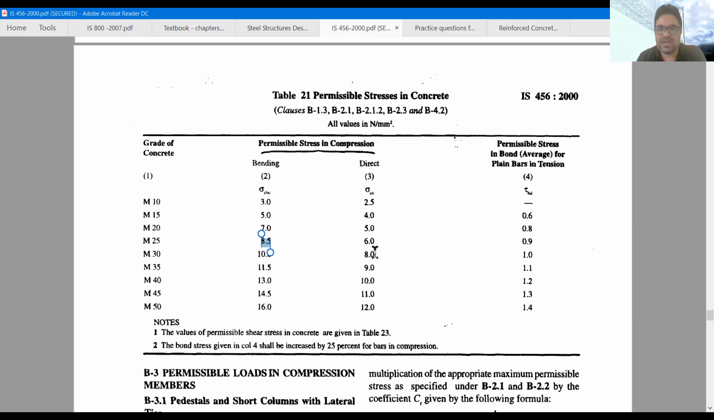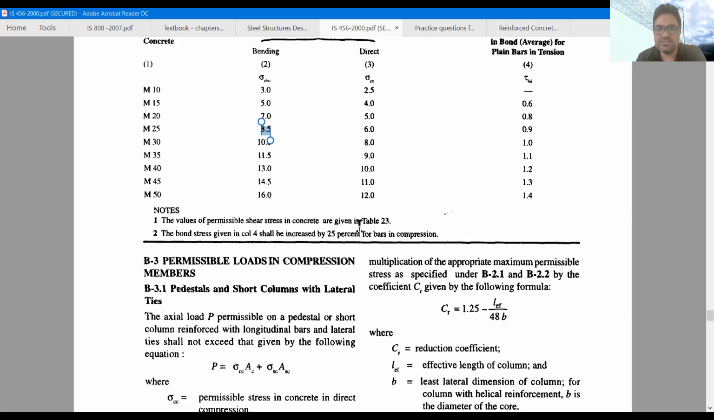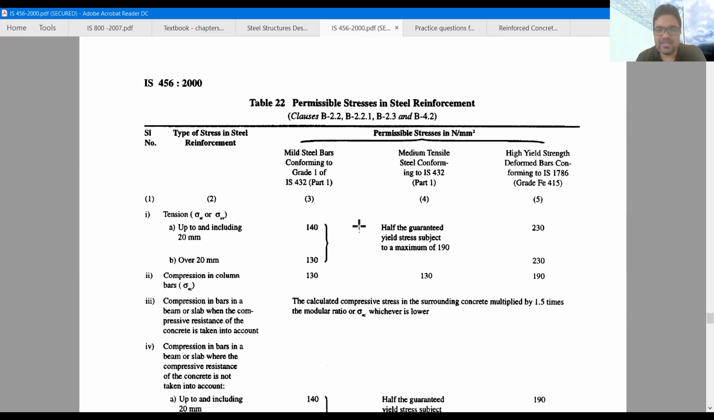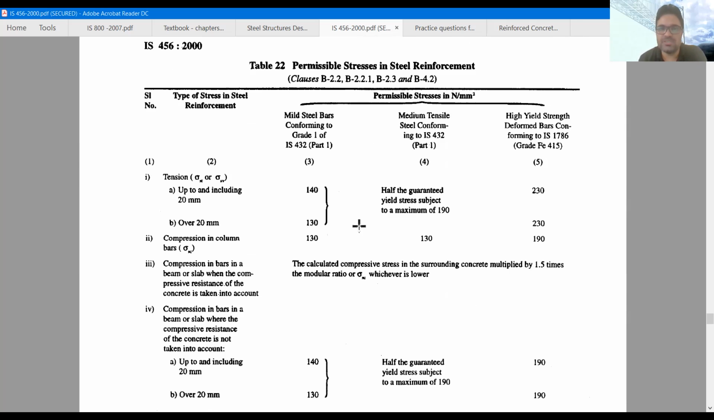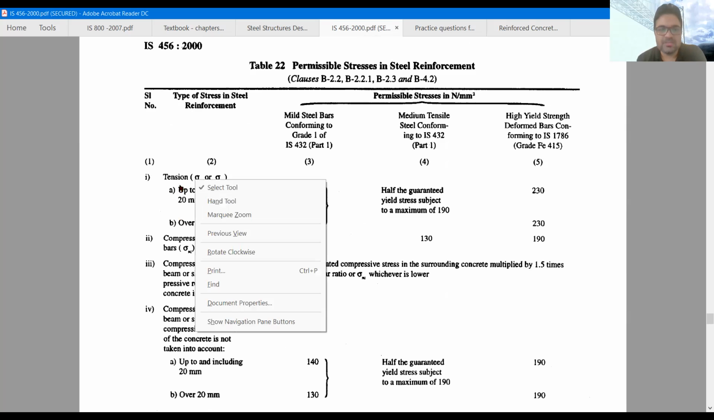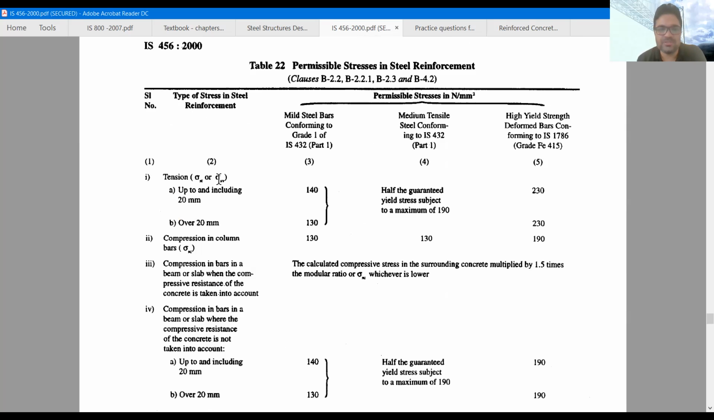Now, similarly, we will find out the value of sigma ST. If you go to the next page, Table 22 is about the value of sigma ST. In this, you can see in the second column, it shows the tension reinforcement, which is sigma ST. So sigma ST or sigma SV. Sigma SV we generally use in the case of stirrups. We will discuss the stirrups in the next lecture. In our case, it will be sigma ST, for the tension reinforcement.